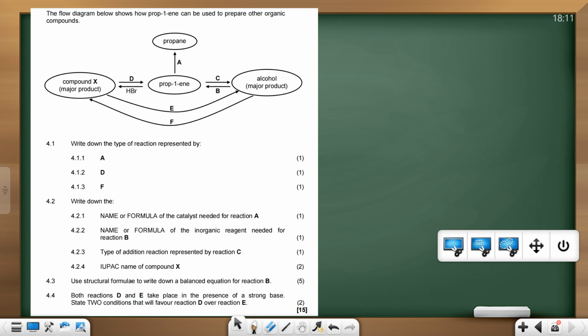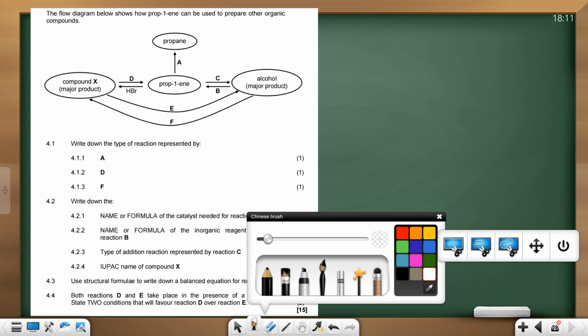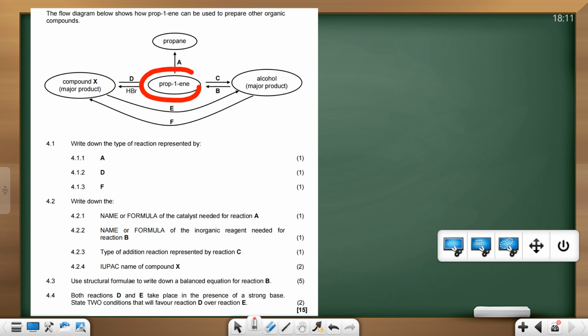The flow diagram below shows how propyne can be used to prepare. I said I was going to look at esterification. Can I answer this quickly? All right. Propyne. Now, they said propyne is used to prepare. So this is where our source is. My good learners, check what I'm going to do. I am looking at this.